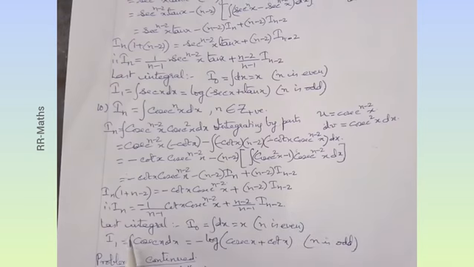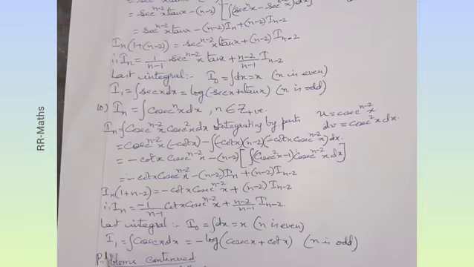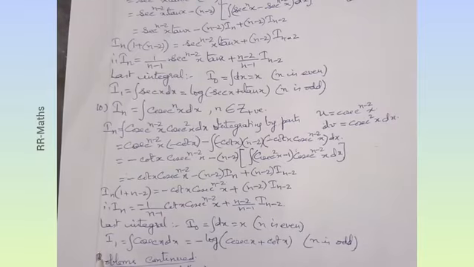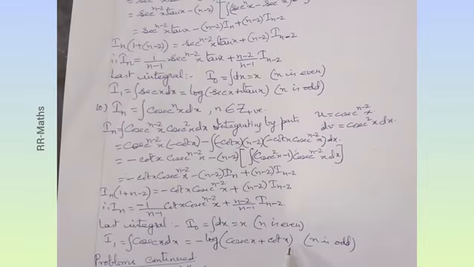Last integral when n is even is I naught, which is integral dx is equal to x, and when n is odd it is I1. Okay, when n is even it is I naught, you got x. For n is odd you have I1, which is integral of cosecant x dx, which will be minus of log of cosecant x plus cot x.